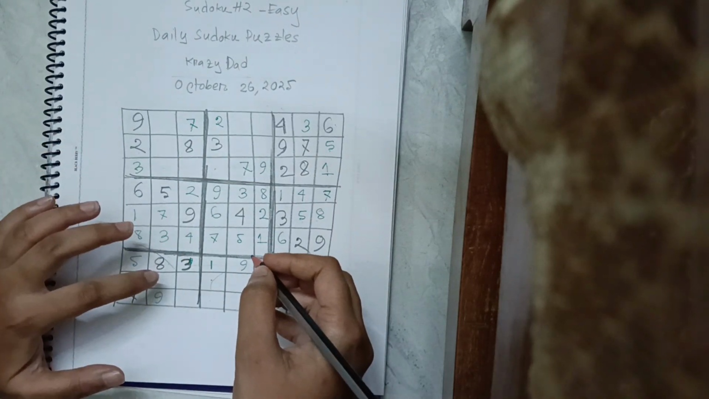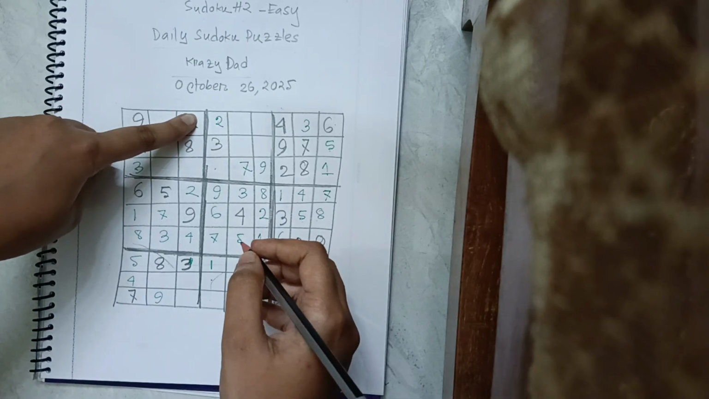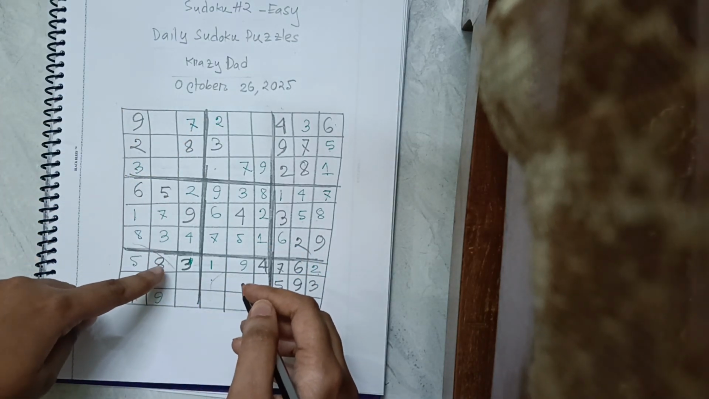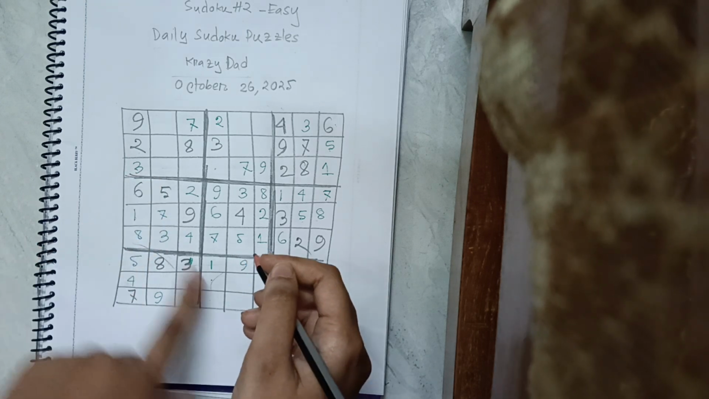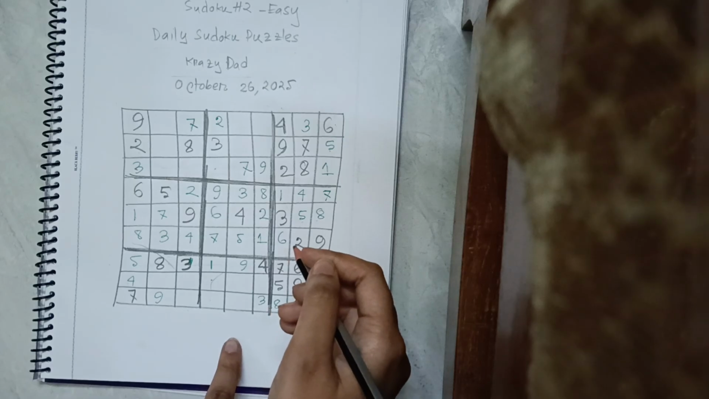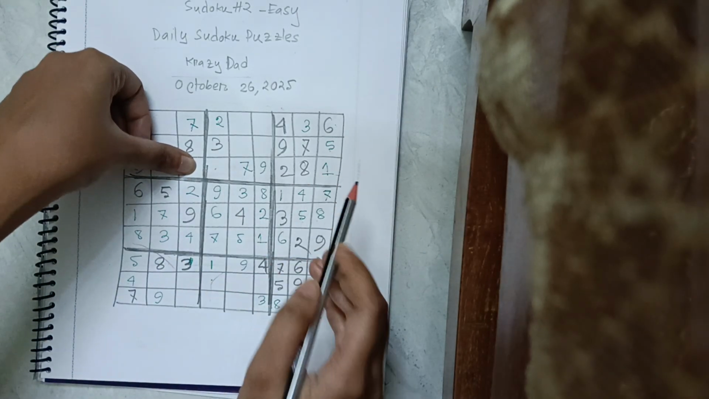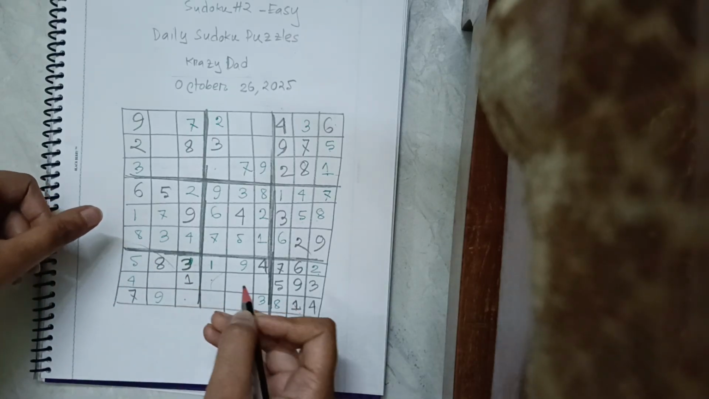So what about this column now? What should we do next? What are the missing numbers now? The missing numbers are 5, 6 and 1, right? 1, 5 and 6. We cannot write 1 here because 1 is already in this row, so 1 must be here.